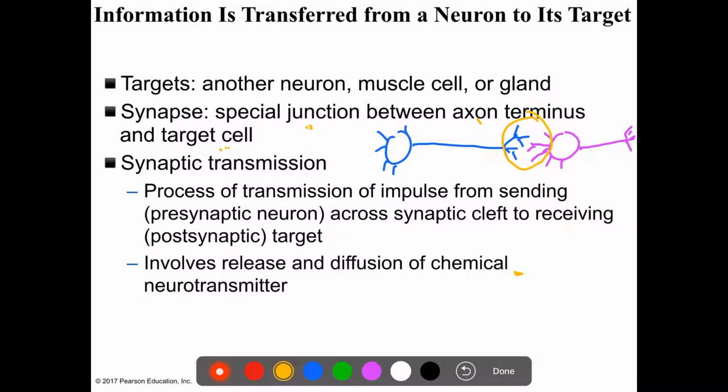But before that, I want you to notice these two terms, the presynaptic neuron and the postsynaptic target, because this is a defining point. So this neuron is a presynaptic, and this neuron is a postsynaptic. So this is before the synapse, this is after the synapse.